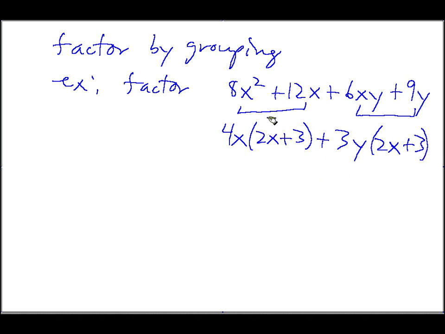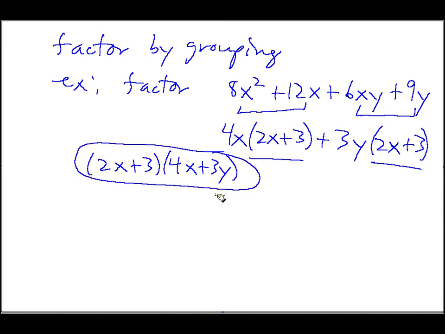And look, after I break it up into two groups and I take out the GCF, look what I have. I have a problem that I've seen before in the previous examples, right? 2x plus 3 is the GCF of these two expressions. Can we see that? So therefore, the answer is going to be what? 2x plus 3 times what? 4x plus 3y.